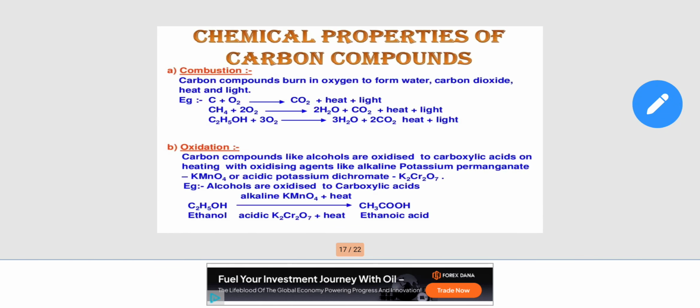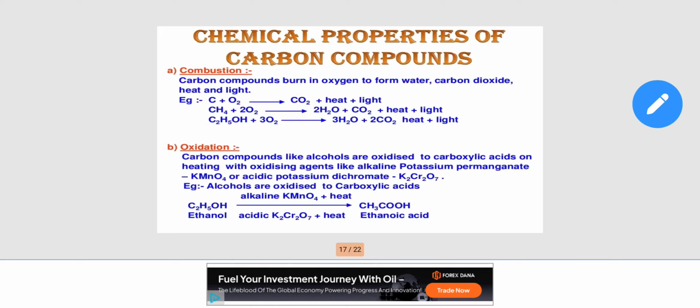Okay, next, properties of carbon compounds. This is combustion. Carbon compounds burn in oxygen to form water, carbon dioxide, heat and light. You can see methane, CH4 plus O2, gives CO2, H2O, water, heat and light. C2H5OH plus oxygen reacts, it breaks down into water, carbon dioxide, heat and light. Okay, this is combustion.